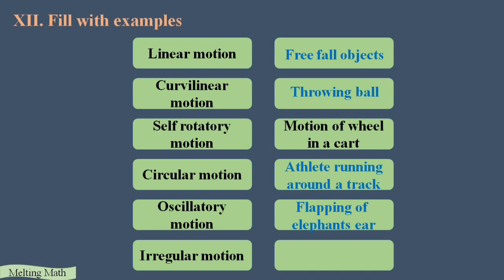Irregular motion. What is irregular motion? An example of irregular motion is playing football. Because when we kick a football, it goes in a zigzag manner in the air. If another person kicks it, it will change its direction toward another person. So that's why they mention here that playing football is an example of irregular motion.